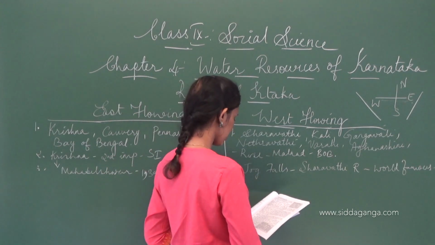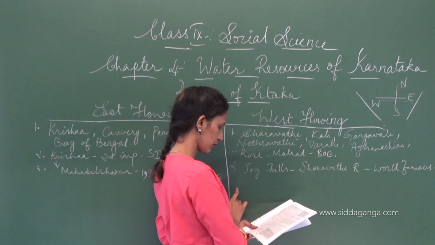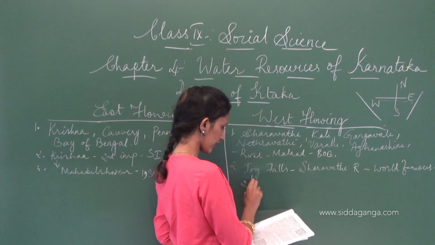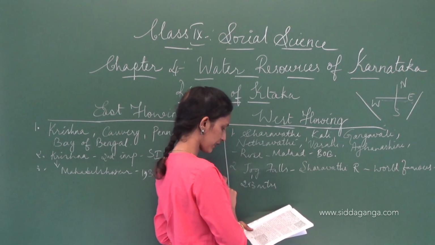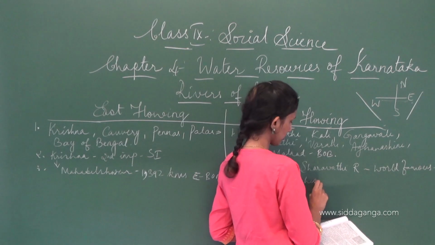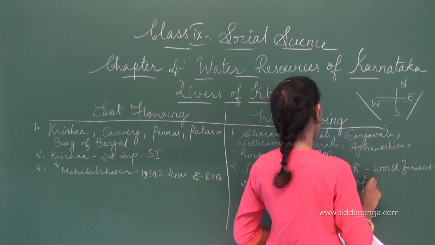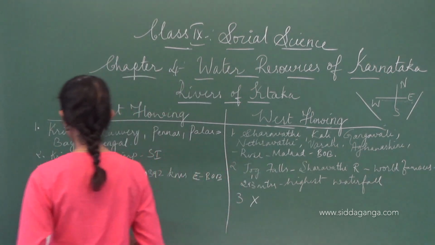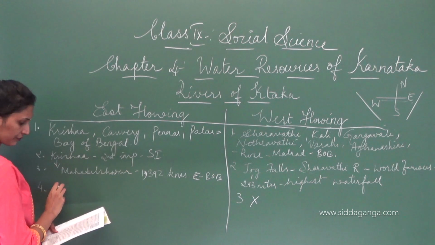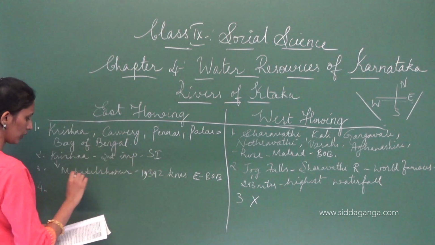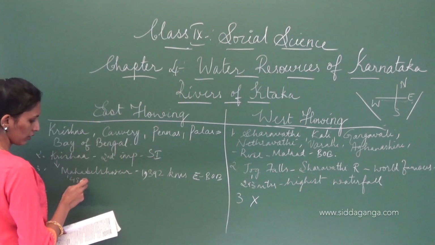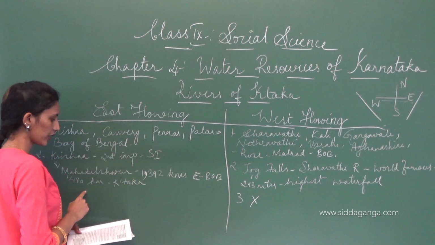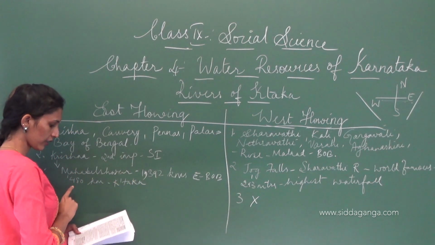Now here, in the second point, just add Jog Falls is 293 meters, the highest waterfall. That is the second point. In this there is no third point, so cross it out. The fourth point, add in the third point: it is only crossing 400 kilometers in Karnataka. Krishna is crossing only 400 kilometers in Karnataka.